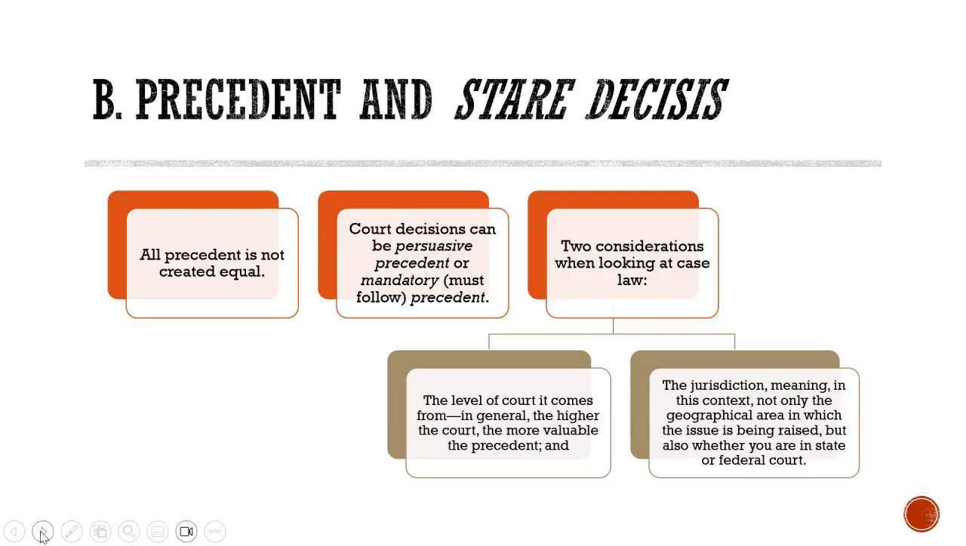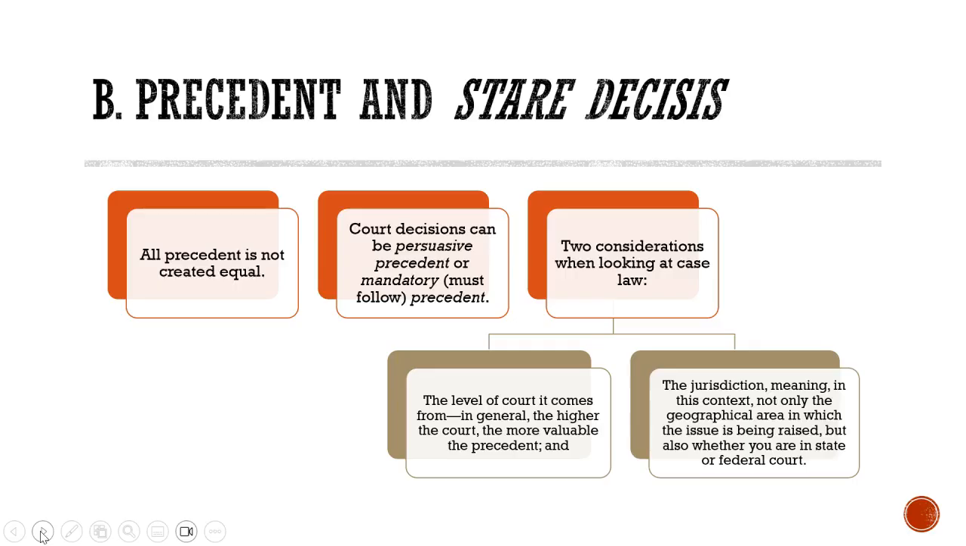All right, so a little more about precedent and stare decisis. All precedent is not created equal. That's point one. Point two is court decisions can be either persuasive precedent or mandatory precedent. Mandatory precedent means it must be followed. Persuasive means it may be followed, but the courts don't have to in that jurisdiction.